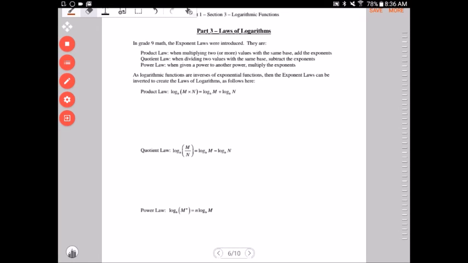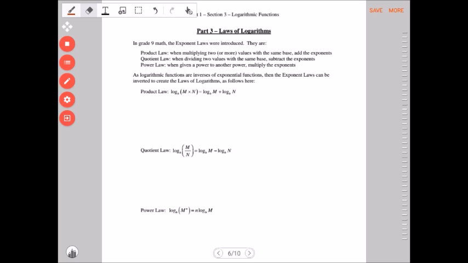Part 3, Laws of Logarithms. In grade 9 math, the exponent laws were introduced. They are the product law. When multiplying two or more values with the same base, we simply add the exponents. So that was something like x to the 5th times x cubed. You add exponents and you get x to the 8th.